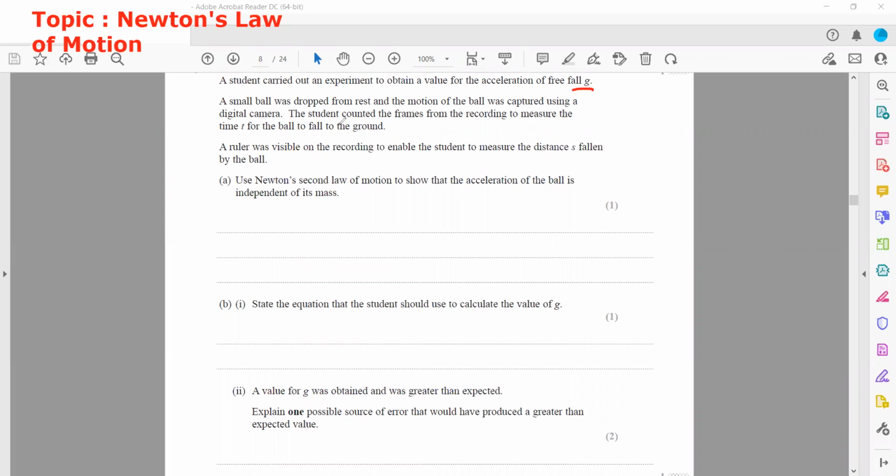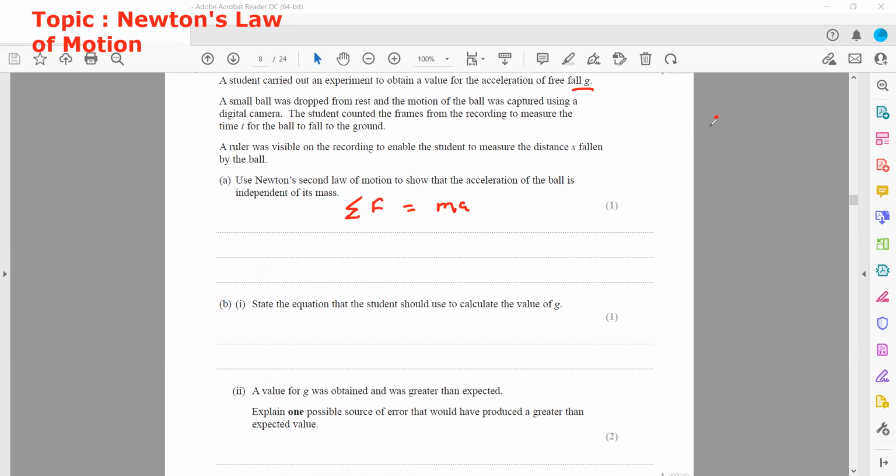A ruler was visible on the recording, which enabled the student to measure the distance fallen by the ball. Use Newton's second law of motion to show that the acceleration of a ball is independent of its mass. So according to Newton's second law, the resultant force is equal to ma.